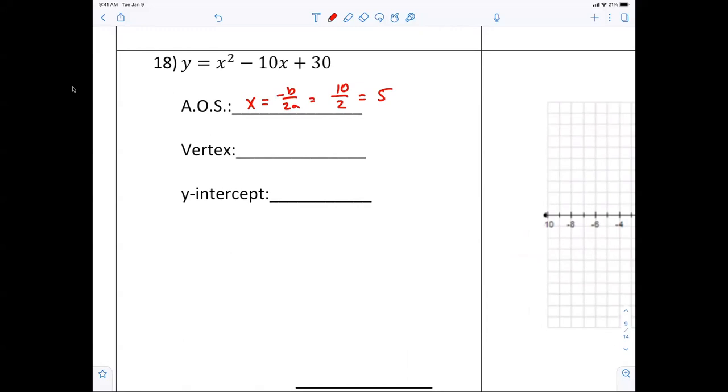Now to find the vertex, you just plug 5 in. And that looks to me like that's 5.